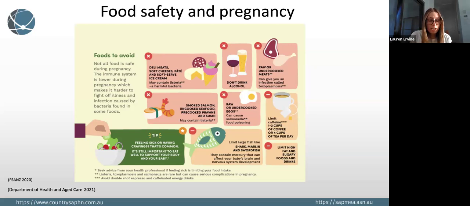We limit caffeine to avoid any damage to the baby's growth, so about 1 to 2 cups of coffee a day or 4 cups of black tea. But you can drink a fair bit more herbal tea because it's more hydrating, with lower caffeine content.